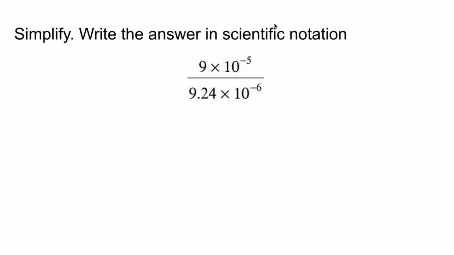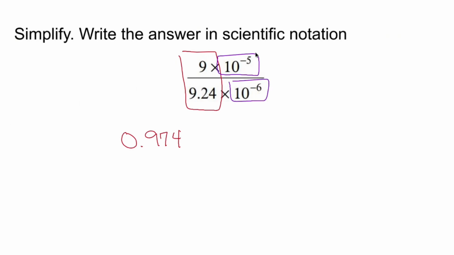Simplify. Write the answer in scientific notation. All right, so we have 9 divided by 9.24. Let's do that guy first, see what Mr. Calculator says. All right, 0.974 is what it said. And now we have this. Okay, we have 10 to the negative fifth over 10 to the negative 6. Okay, now I want to keep everything in scientific notation upstairs in the numerator, so I want to keep it next to it.